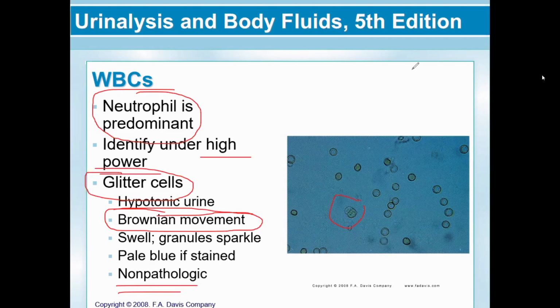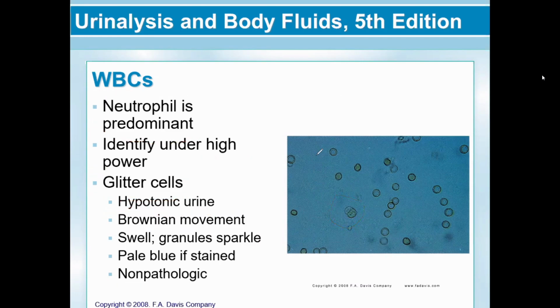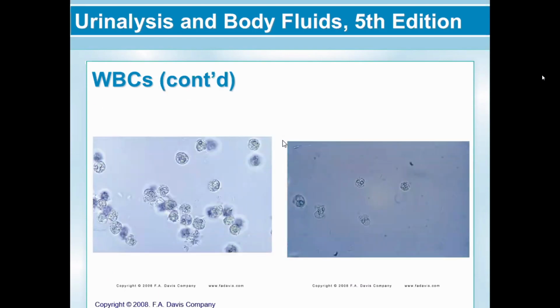Okay, and again, what's the cause? Due to the Brownian movement of granules inside the neutrophil, or inside the white blood cells present in a hypotonic urine. Okay? So guys, we can see here a picture of our white blood cells. Let's look, there are so many of them. You see, our red cells earlier, they were smaller.